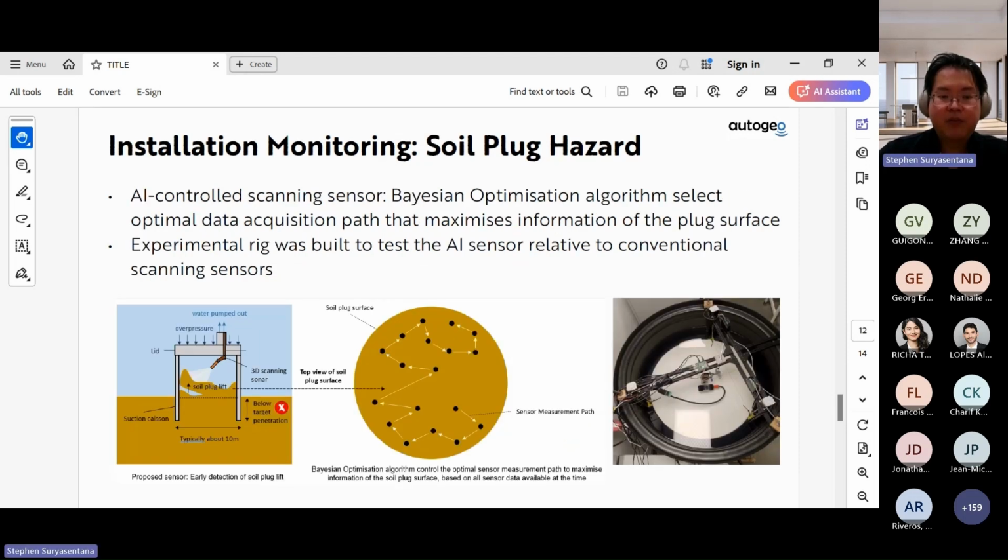So to address this problem, we decided to build an AI-controlled scanning sensor, which can automatically decide what is the best data acquisition path to maximize information about the salt plug surface. So this sensor is entirely controlled by a Bayesian optimization algorithm and is able to react to real-time changes to the salt plug surface to scan the critical areas that we are interested in. So we built an experimental rig to simulate the movements of a salt plug surface, and we tested the AI sensor against a conventional scanning sensor.